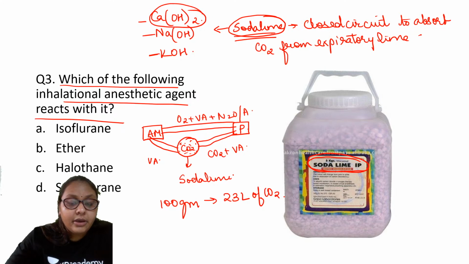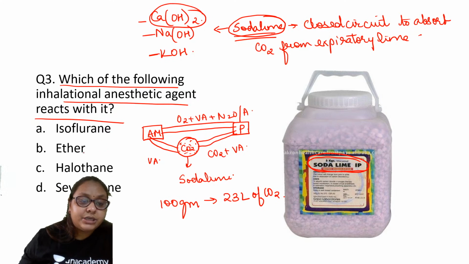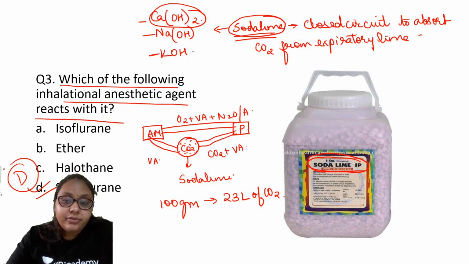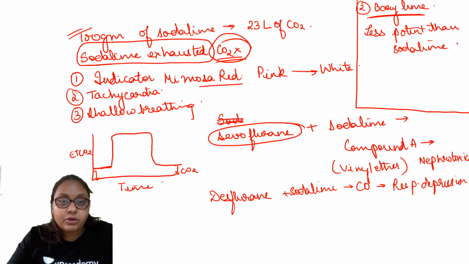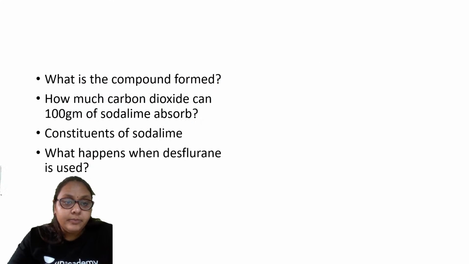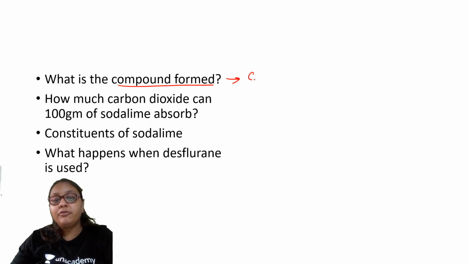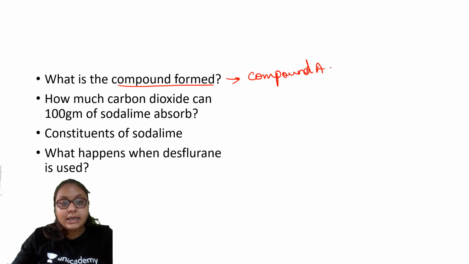So the answer for this question was D, that is sevoflurane. Sevoflurane will react with the soda lime and form compound A, which is nephrotoxic in nature. That is what I asked: what is the compound formed with sevoflurane? Sevoflurane, when it reacts with soda lime, forms compound A, which is nephrotoxic in nature.